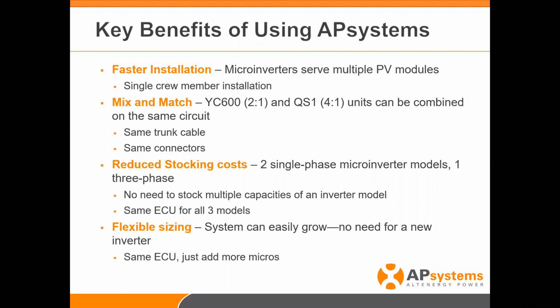The mix and match feature, being able to mix and match QS1s and YC600s on the same circuit to really reach that ideal design and balance for those systems, same trunk cable, same connector, same ECU. Reduced stocking costs, you have just a limited number of SKUs that can do all of those things. And again, the same ECU for all those models. And the flexible sizing, it's really convenient if somebody has solar on their roof, to be able to just add solar onto the garage and not have to install and commission a new ECU.